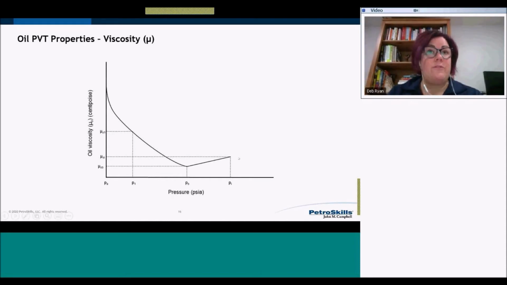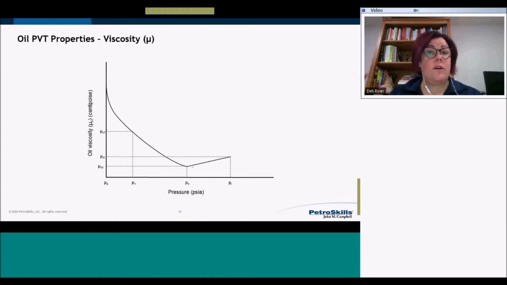But like our formation volume factor, because as we drop our initial pressure down to our bubble point, that gas is taking up a bigger volume and gas is a little bit more fluid, the viscosity actually improves as we move towards our bubble point.